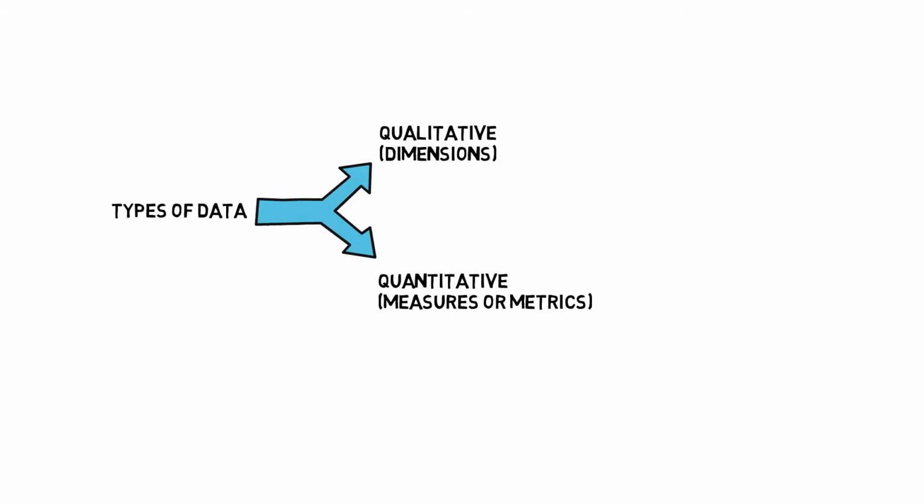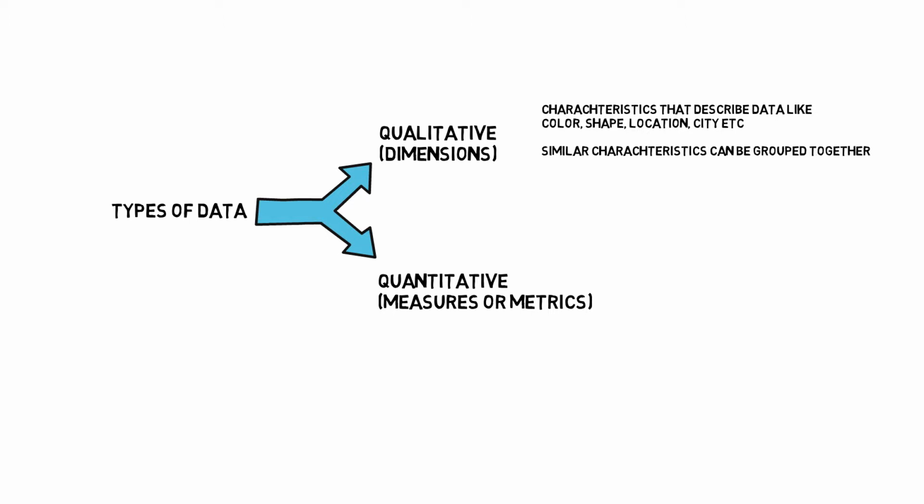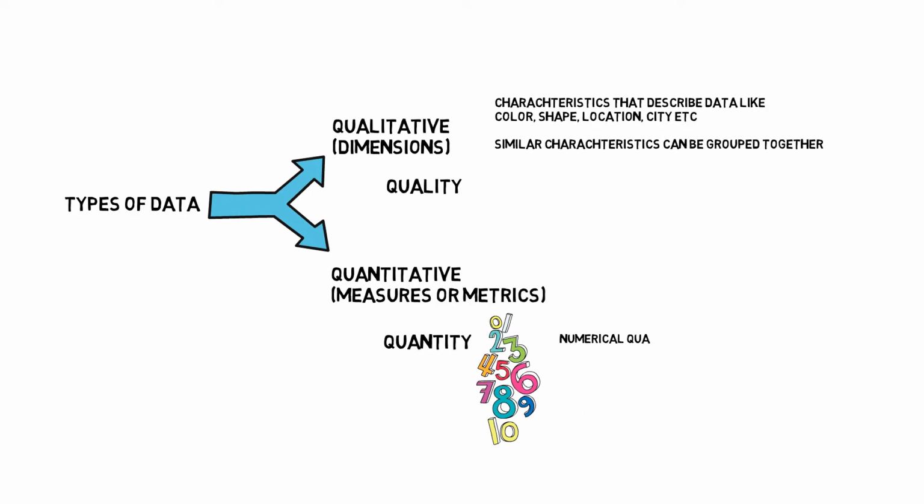We can broadly classify the types of data into two types, qualitative and quantitative. Qualitative data are the characteristics that describe the data points, like color, shape, location, city, etc. They allow data to be grouped based on similar characteristics. Think about qualitative data as the quality or a characteristic. Think of quantitative data as the quantity or a number. Quantitative data are numerical quantities that can be aggregated based on dimension groups.